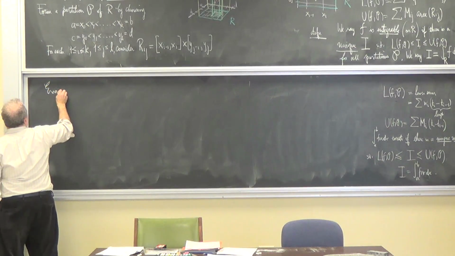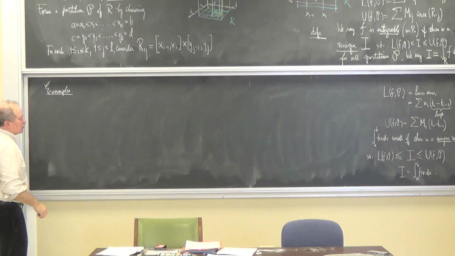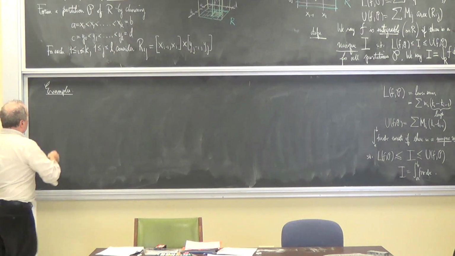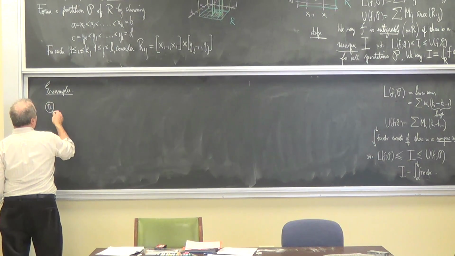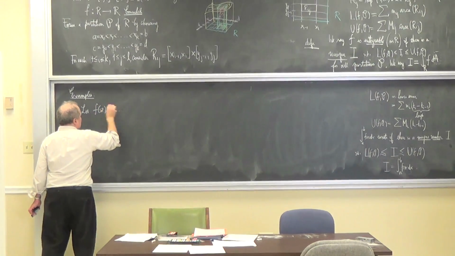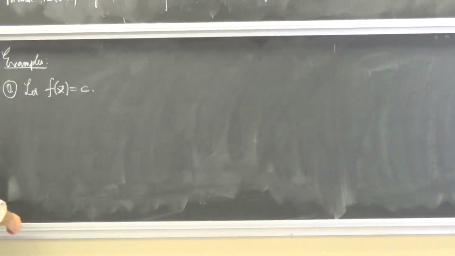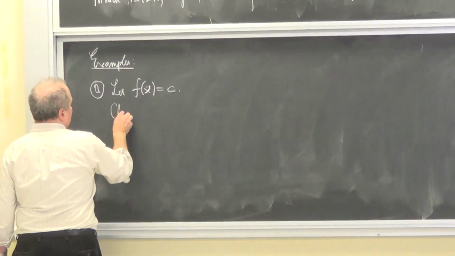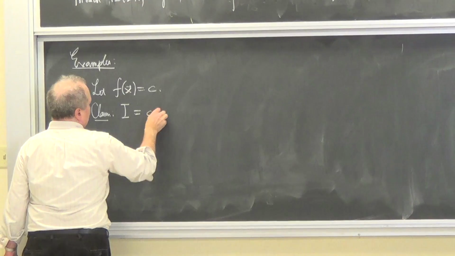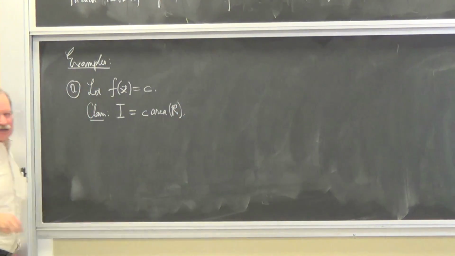C times the area of the rectangle. C times (A minus B). C times B minus A. Okay, so let's call that example 0. Let f of x be a constant c. Then you guys are claiming that the integral is c times the area of R. How are you going to convince me that it's correct?